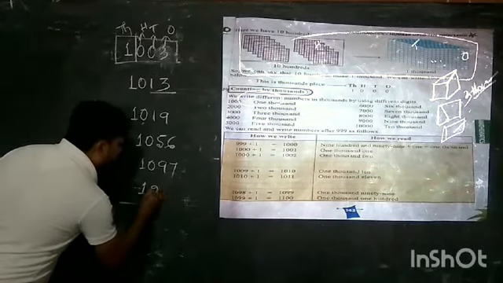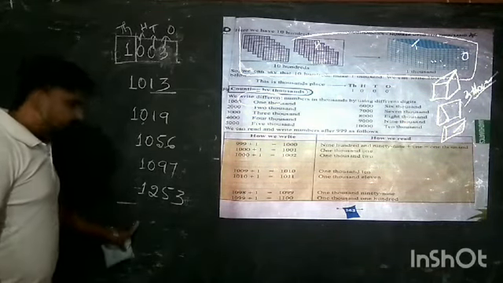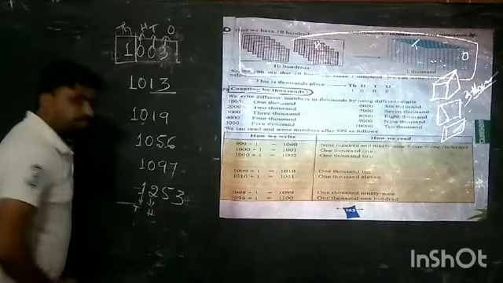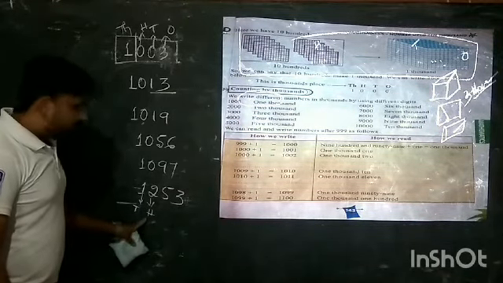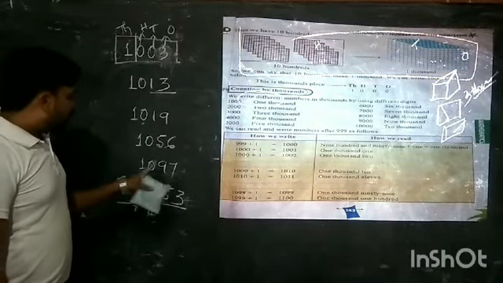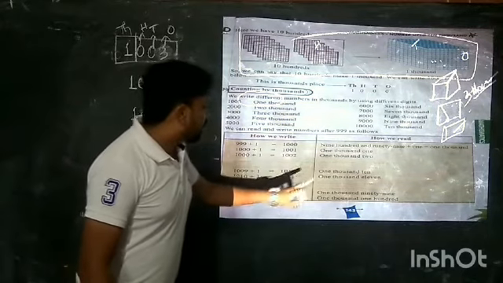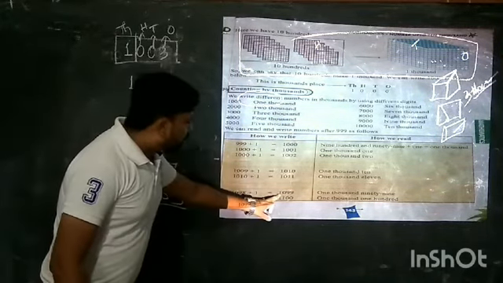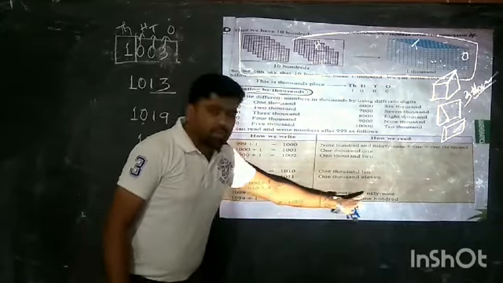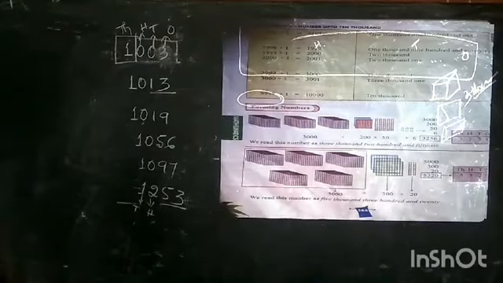1,030. See here. 1,019. Understood? 1,056. Clear? Same. 1,090. Clear? Now, in all the places we have digits except 0, correct? 1,200, clear? 1,200 and together we have to read 53, clear? 1,253. Here also, notice 1,010. 1,011. Here 1,099. Clear? Here 1,100. Clear? Like that you have to read.